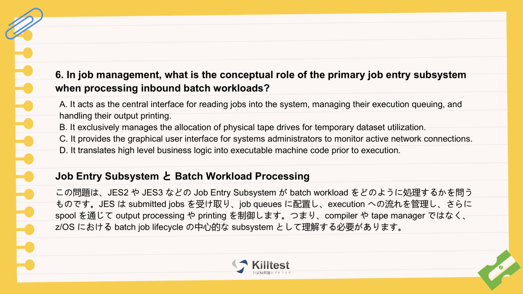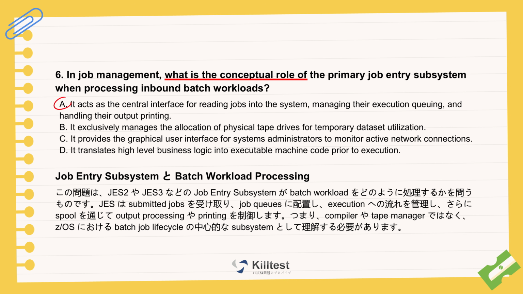Question 6. In job management, what is the conceptual role of the primary job entry subsystem when processing inbound batch workloads? The correct answer is A. We are talking about subsystems like JES2 or JES3 here. Think of them as the executive chefs in a massive restaurant kitchen. Oh, I see where you're going with this. Yeah, they manage the entire batch job lifecycle. They take the incoming orders, the submitted jobs, queue them up on the ticket rail, control when they get executed, and finally manage the output printing through the spool.